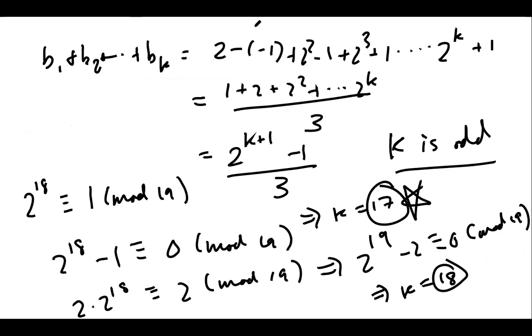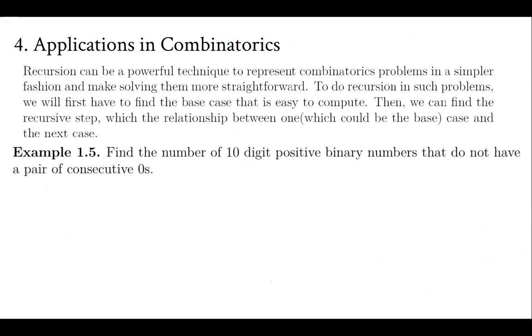All right, I know that this is pretty long, but we'll just quickly go over some applications of recursive functions in combinatorics. So let's take a look at this one real quick. It says, find the number of 10-digit positive binary numbers that do not have a pair of consecutive zeros.